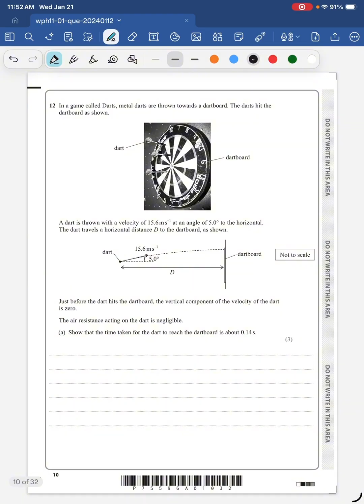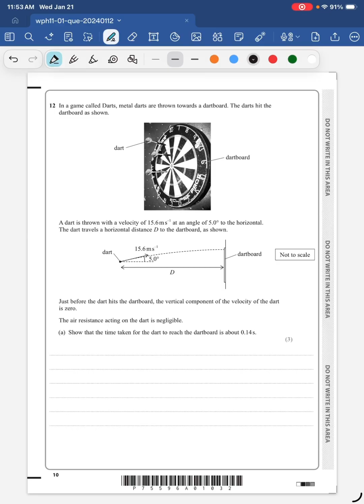Okay, moving on to question 12. In a game called darts, did they have to write that? Isn't it obvious? Everybody knows darts, right? Do kids these days play darts still? Let me know in the comments.